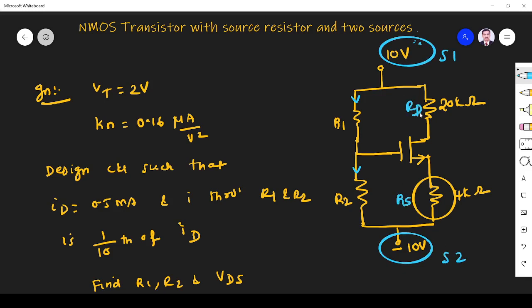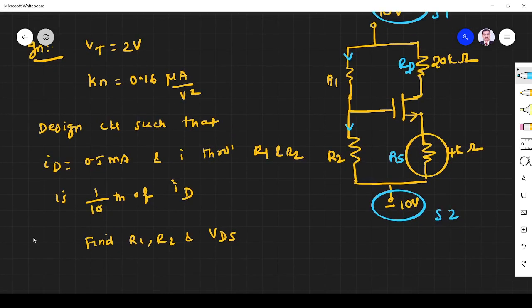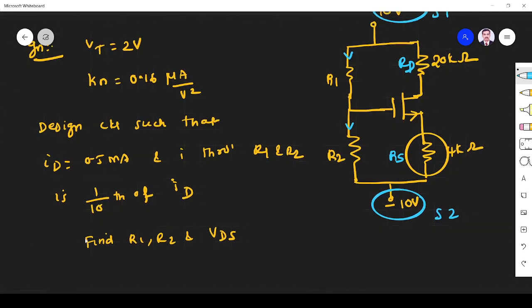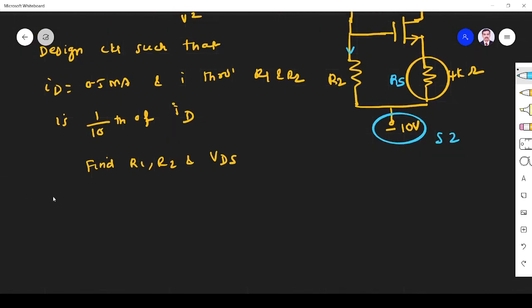This is RD, right? What they have given: threshold voltage is 2 volt, Kn is equal to 0.16 microampere per volt square. We have to design a circuit such that ID is equal to 0.5 milliampere. Current through R1 and R2 is 1/10 of the ID. What we have to find is R1, R2 and VDS, right?